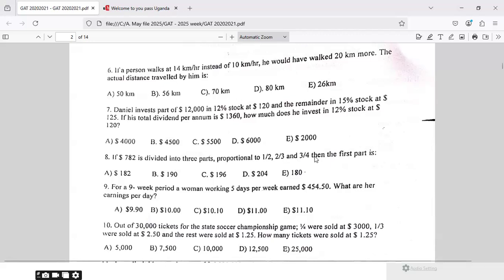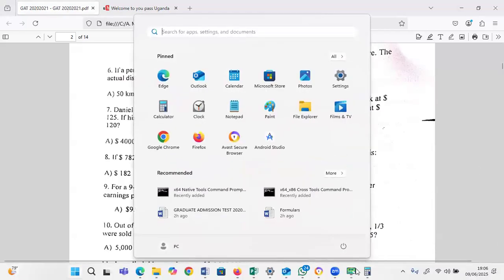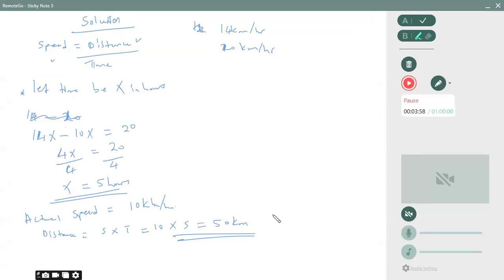Carly, thank you for that input. I request that we proceed to question number 7. Question number 7 is saying that Daniel invests... Andrew, sorry, before we go, can you take us to the solution so we can screenshot? Yes, thank you. Okay.